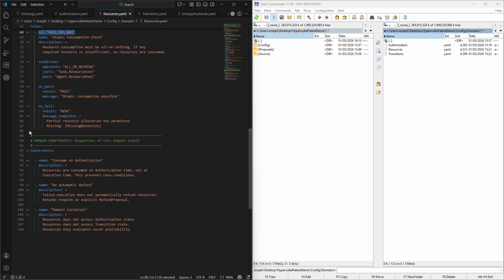Please note, resources does not know about clearance levels. It does not know about role permissions. It only knows about asset availability. If authorization approves, but resources denies, the proposal fails. Both must pass.